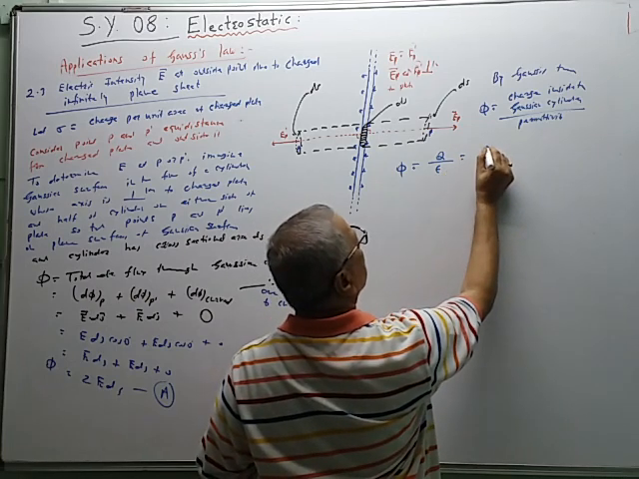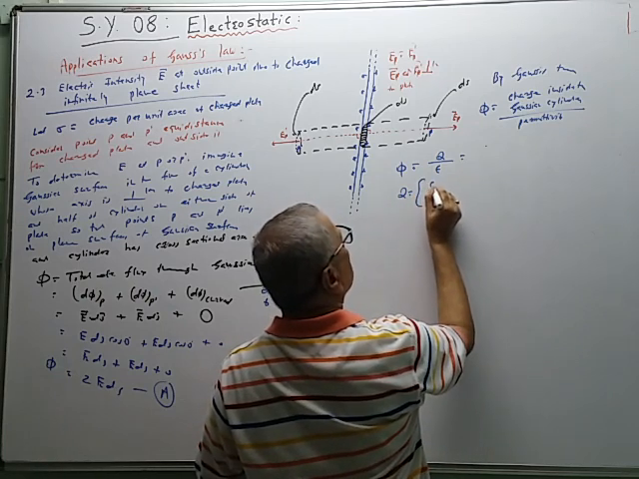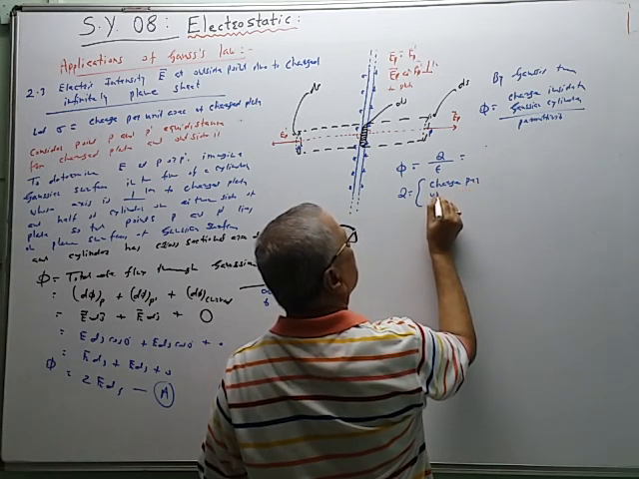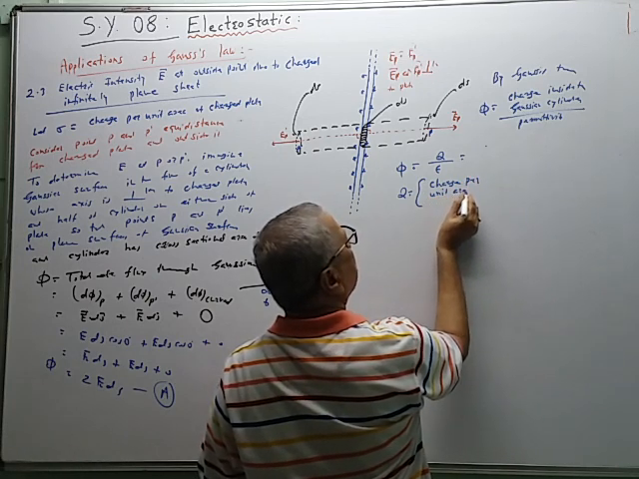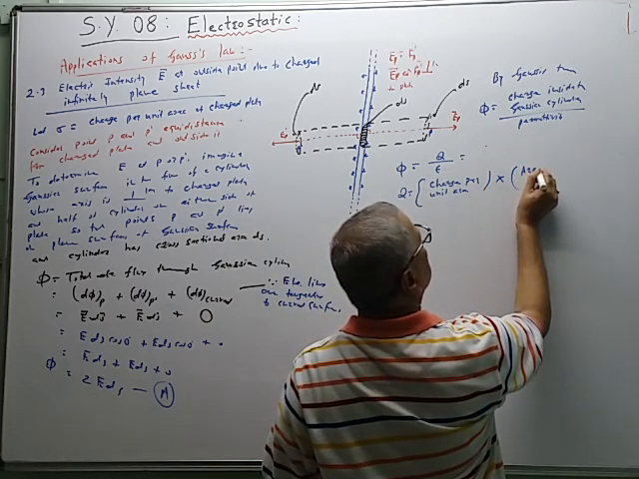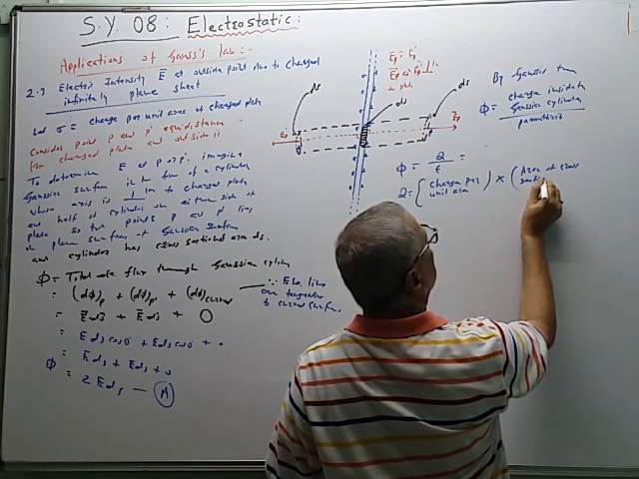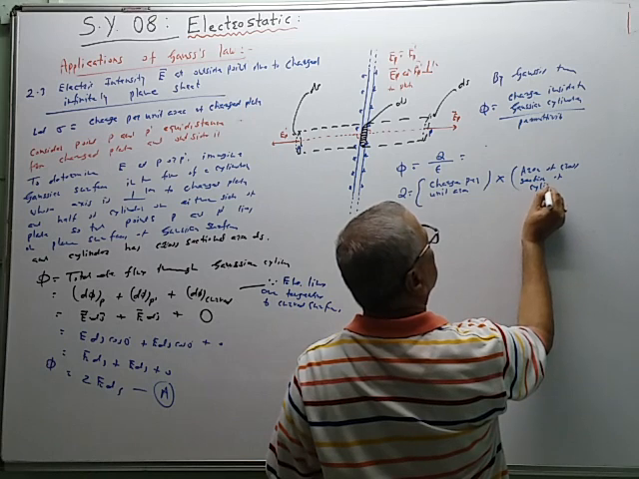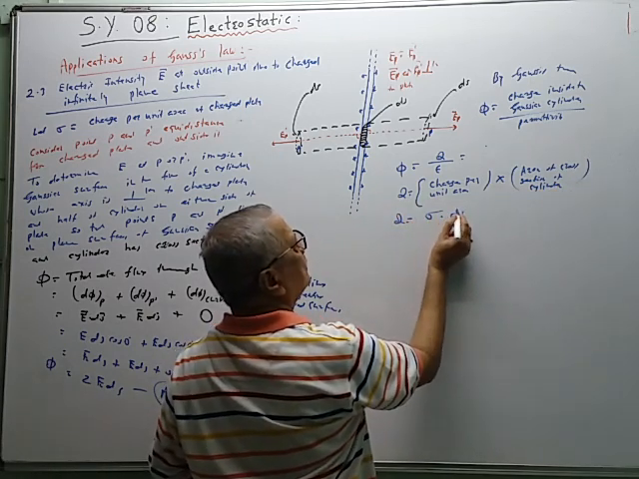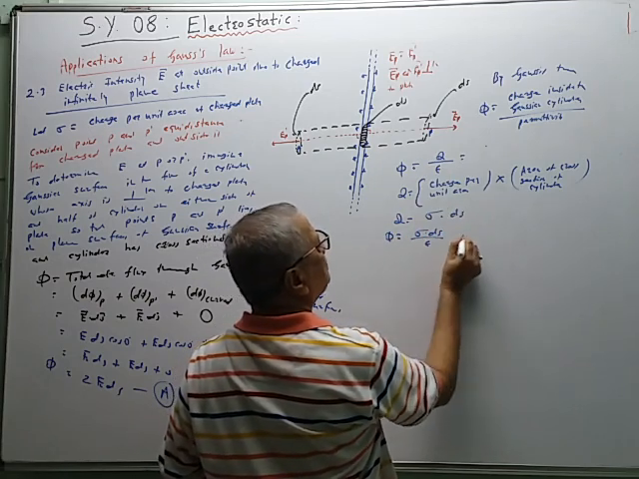This Q is equal to charge per unit area, sigma, multiplied by area ds, the area of cross section of the Gaussian cylinder. So Q is equal to sigma into ds. Substitute here. So phi is equal to sigma into ds upon epsilon.